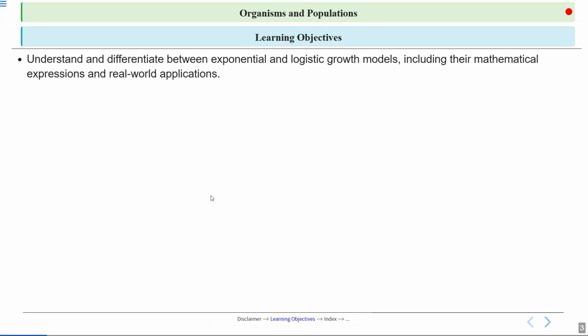So what are the objectives of today's session? Today we will understand and differentiate between exponential and logistic growth models. There are two kinds of growth models depending on the availability of the resources. We'll also talk about their mathematical expression and real world examples.